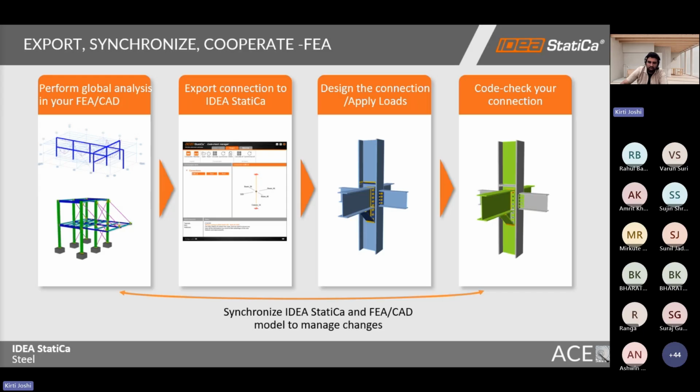IDEA StatiCa automatically links with your software to let you export and synchronize your data, whether it may be your FEA software like ETABS, SAP2000, STAAD.Pro, or Trimble Tekla Structural Designer. And if you are referring to CAD programs, then you can export from Tekla Structures, Autodesk Revit, and Advance Steel. The geometry, profiles, plates, bolts, and welds are automatically exported into IDEA StatiCa using this feature.